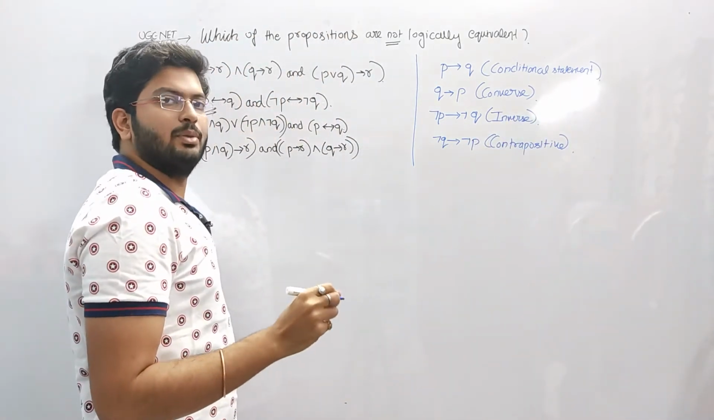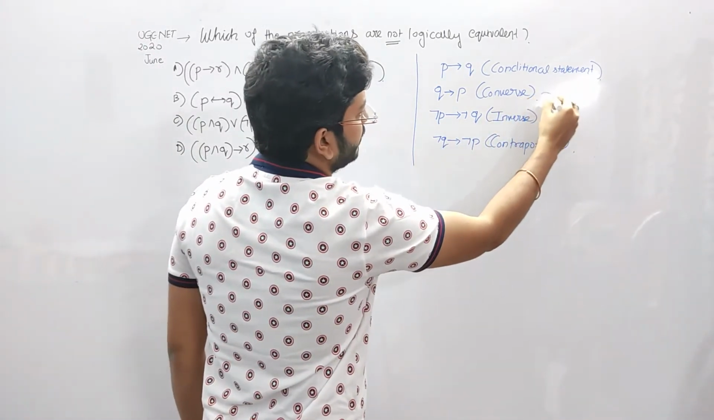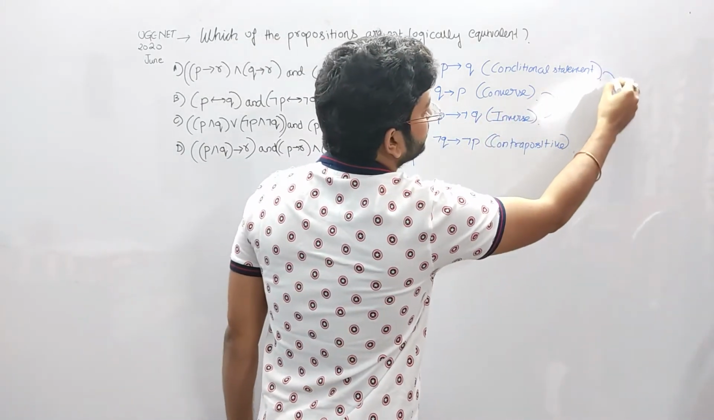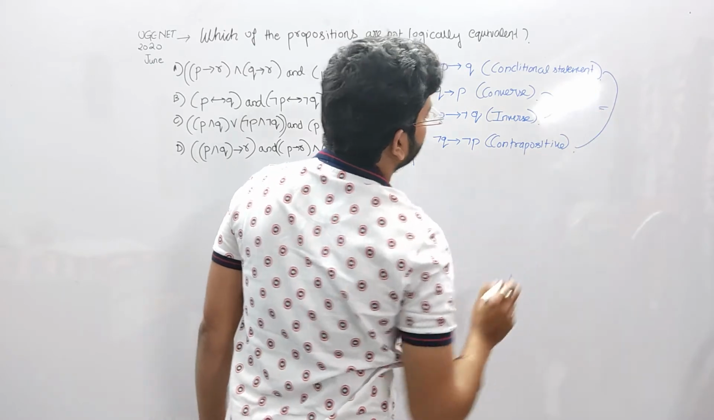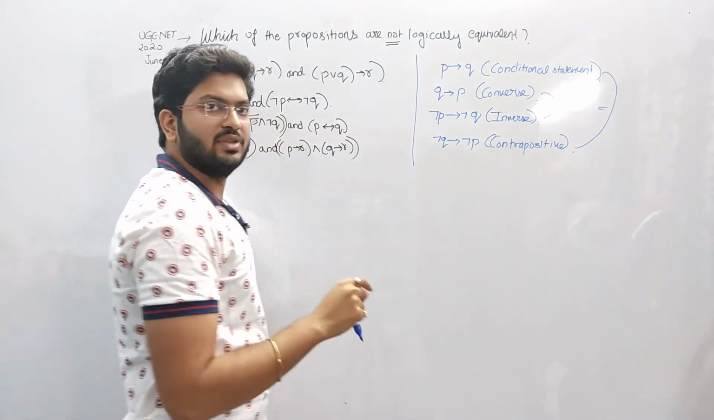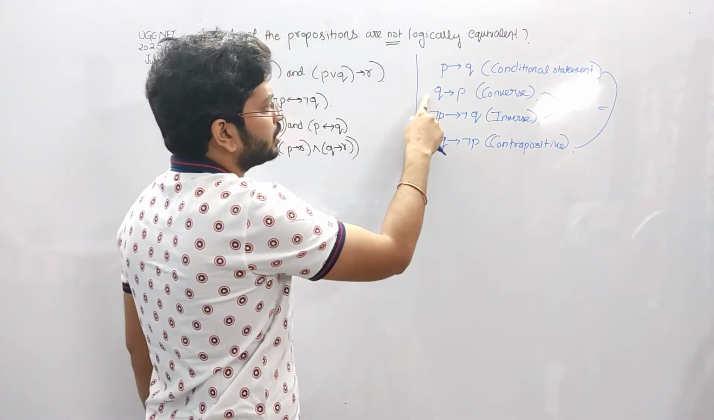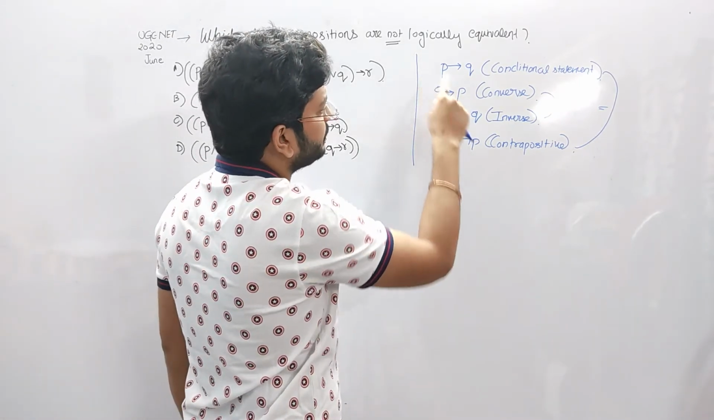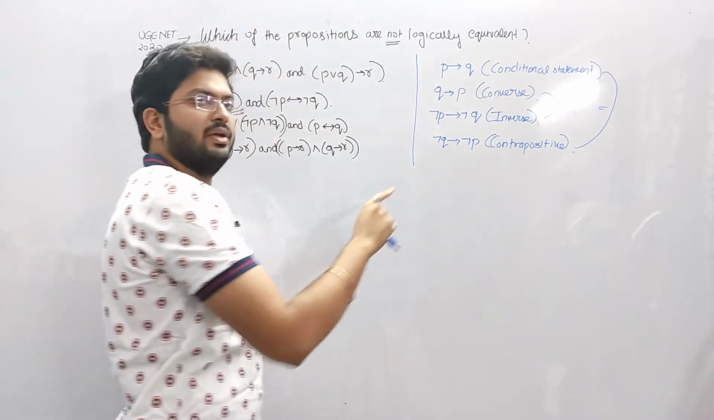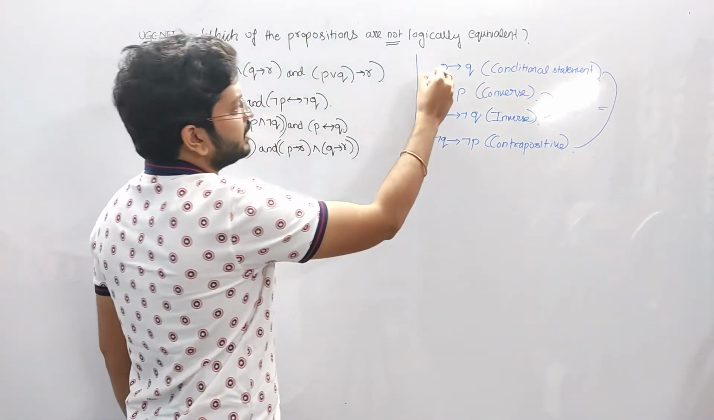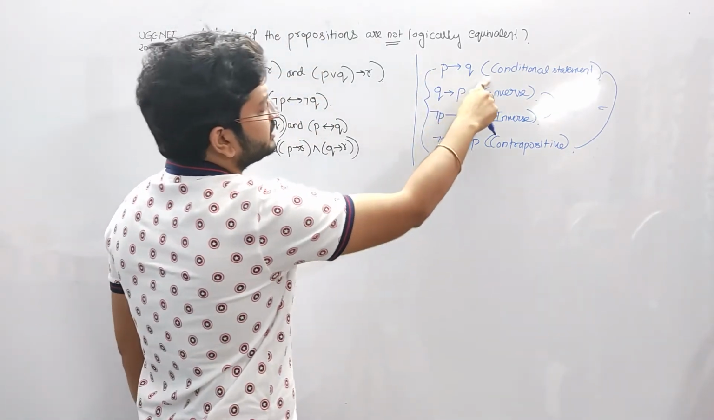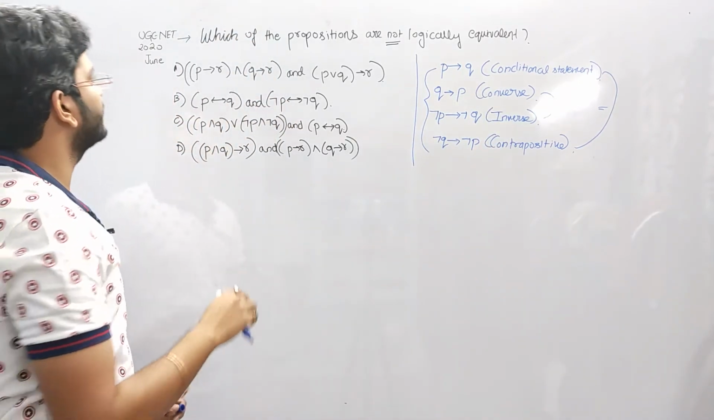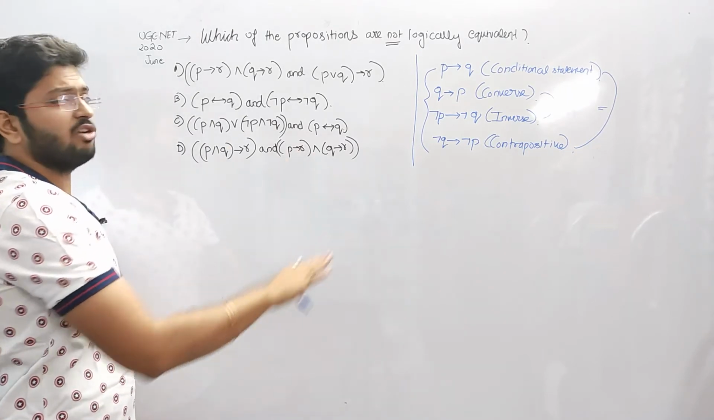Now you have to remember one thing, that the converse is equivalent to the inverse, and the conditional is equivalent to the contrapositive. Converse and inverse are similar. If you draw the truth table of converse and inverse, they will be the same, and if you draw the truth table of the conditional statement and contrapositive statement, these two will be equal. You have to remember these 4. Easy to remember: conditional, converse, inverse and contrapositive. Now let us solve this. I will be going option by option.